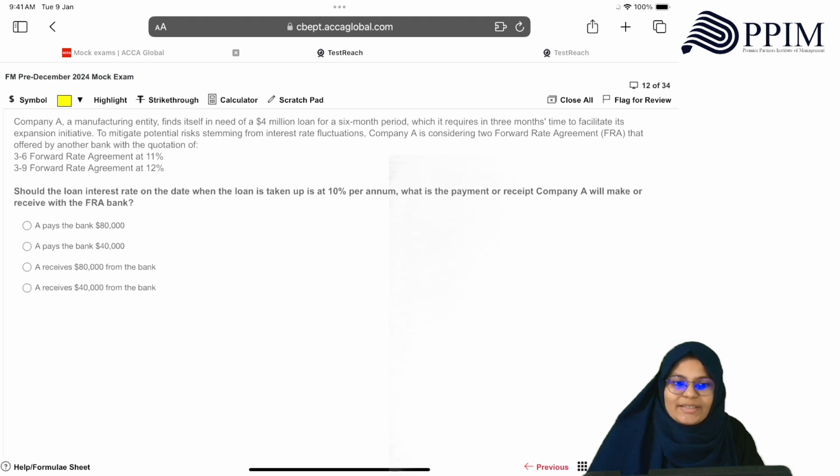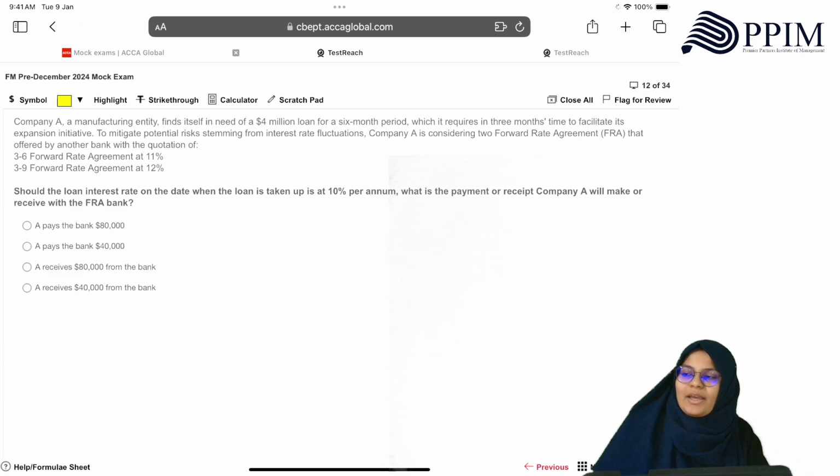Should the loan interest rate on the date when the loan is taken up is at 10%... I'm sorry, I don't know why they keep using the word should, okay. So they're saying if on the date that you're taking the loan, the interest rate in the market is 10%, what is the payment or receipt company A will make or receive with the FRA bank?